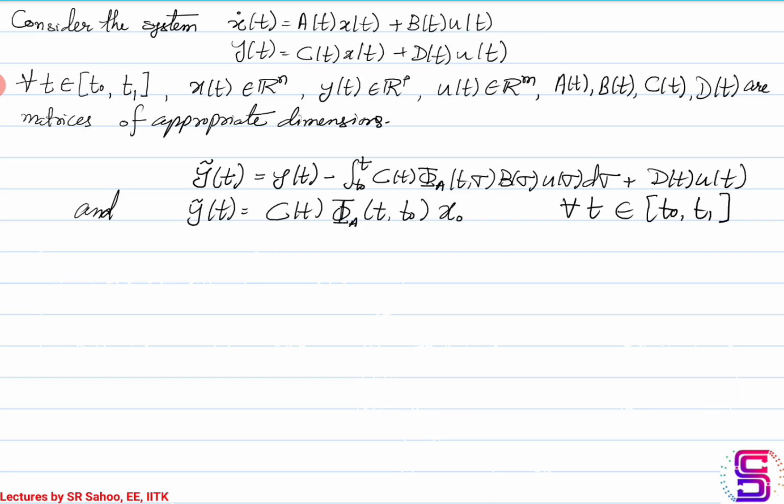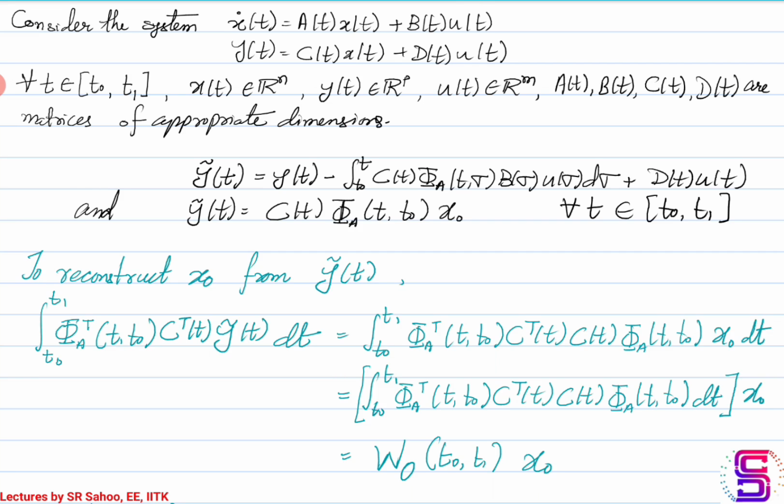Observability is essentially trying to reconstruct what the states are at the beginning of the time interval. So what is x of t0? Okay. So we had y tilde defined as this, and y tilde was equal to C phi x0. We want to reconstruct x0 from the information of y tilde that we have here.